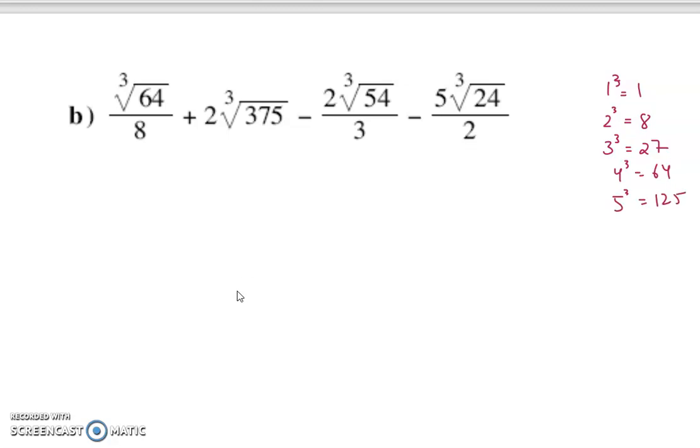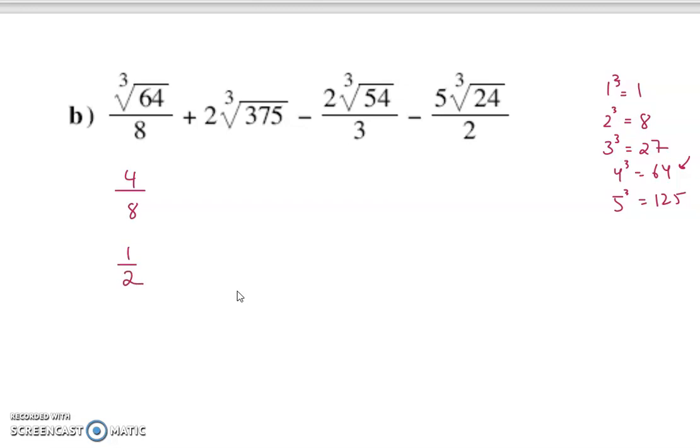So the first one, I'm lucky. The 64 is a perfect cube root of 4. So cube of 4, so I'm going to use that. So cube root of 64 is just a 4 right away. And that reduces to 1 over 2.